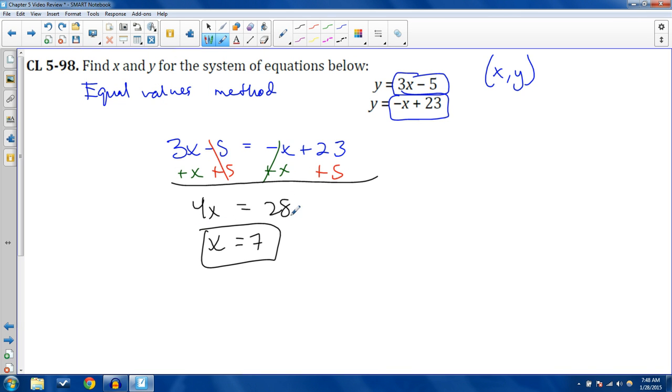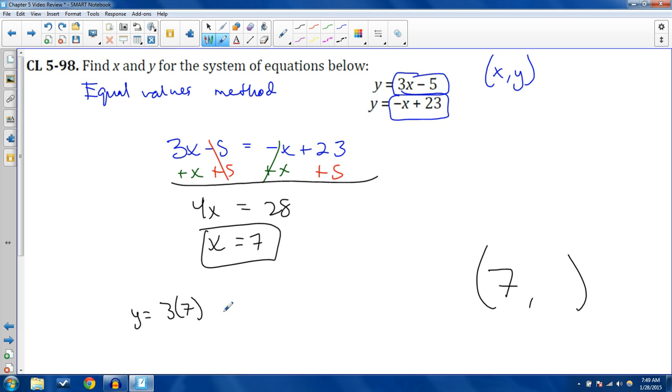So we solved for x, but you have to solve for the system. Like, you need to write this in the end as 7 comma something. So I still need a y value. In order to find that y value, I have to insert the 7 back into either equation. It doesn't matter which one. I'm going to use the top one because I think dealing with this negative here would be more of an issue. So I'm going to do 3 times 7.